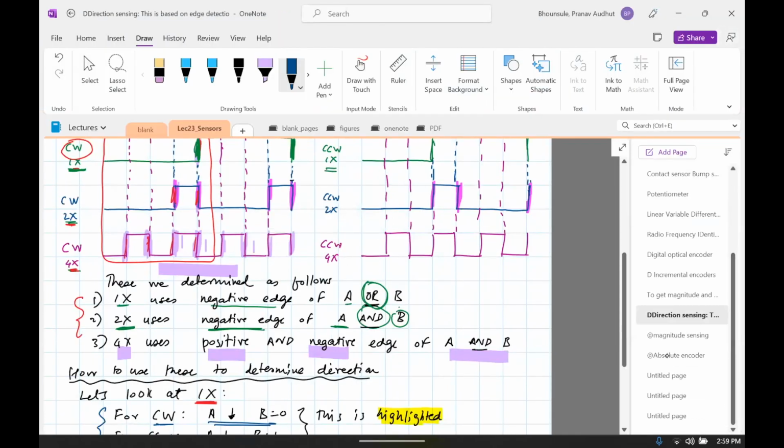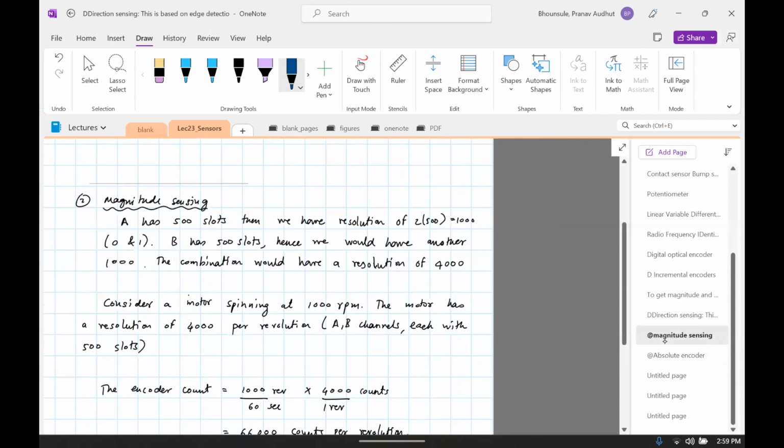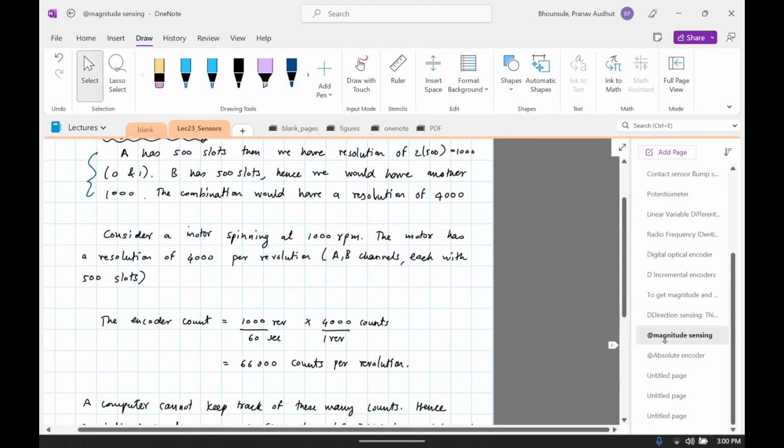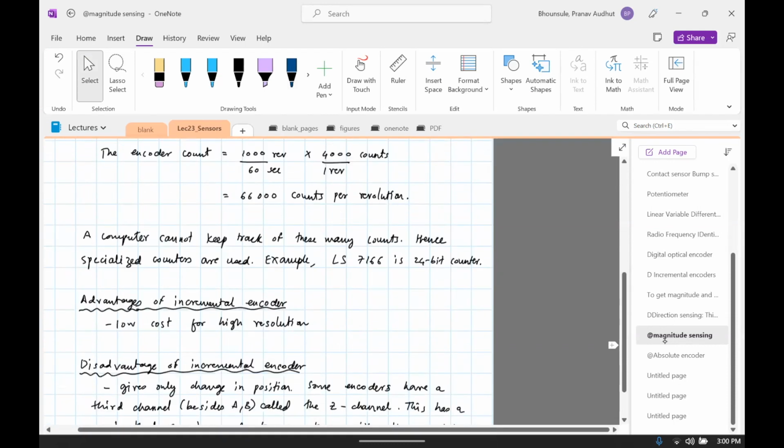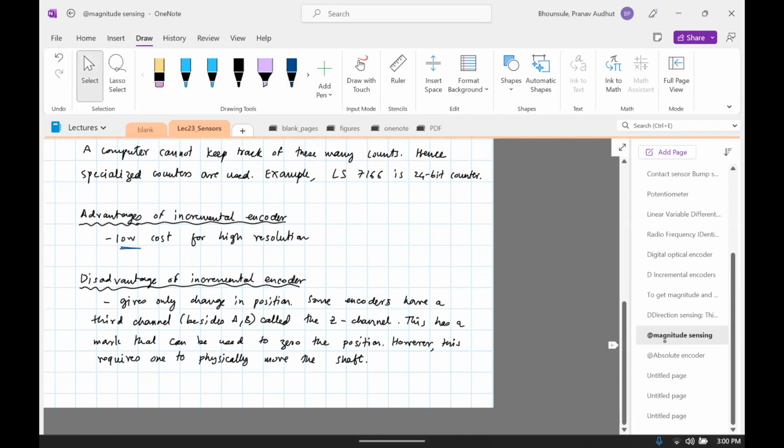Okay, one last thing, and we are done. What I have over here is very similar to what I said. This is like the number of slots. You can find the resolution, and I have an example, and I will not get into the details. As I said, this is a low-cost encoder. The disadvantage is that it can only sense the change in position. It cannot give an absolute position.